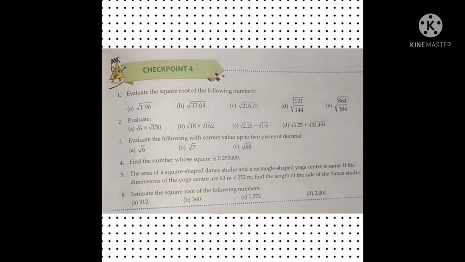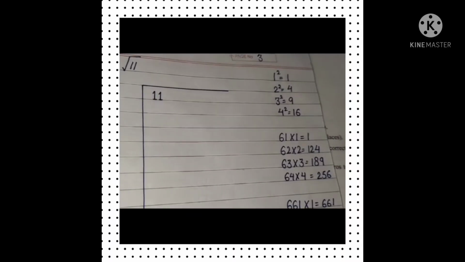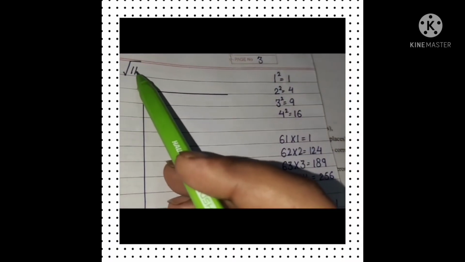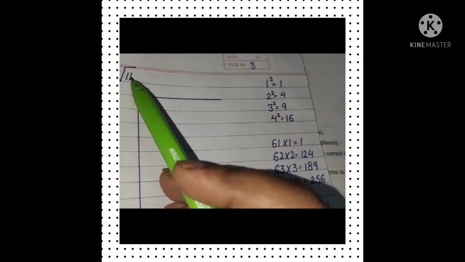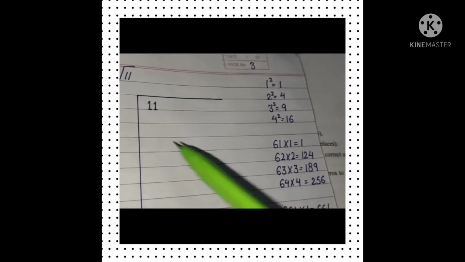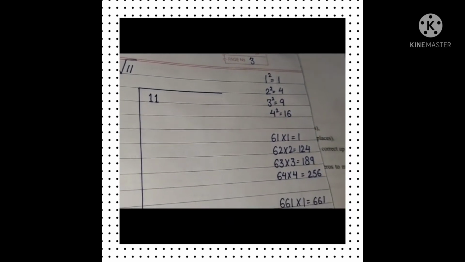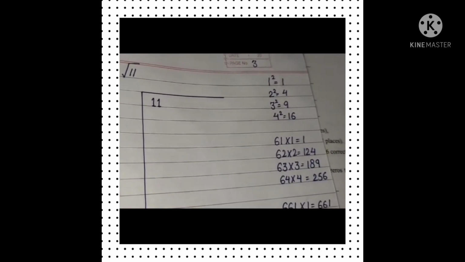In the third question, we have to find the value of the given square roots up to 2 decimal places. Students, I will take another example and show you how to calculate the value of under root 11. As we know, 11 is not a perfect square number, so we cannot use the prime factorization method. We have to use this long division method.